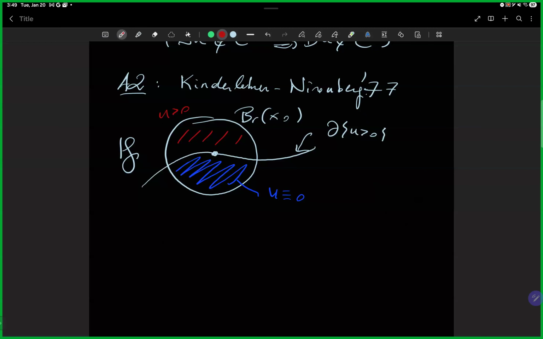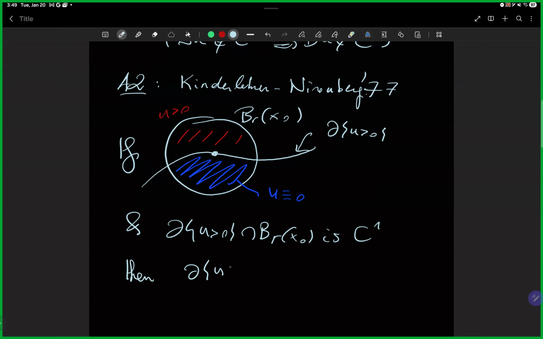If you have this picture and the boundary of u positive inside B_R of x0 is C1, then the boundary of u positive inside, let's say, a smaller fraction alpha of the ball, is universally C infinity, actually analytic.